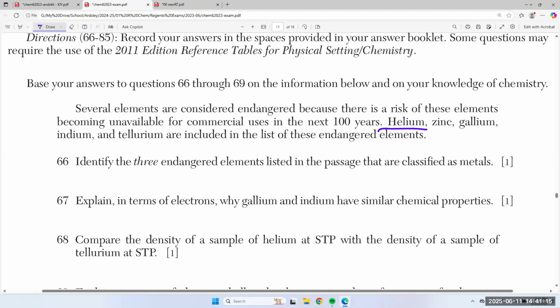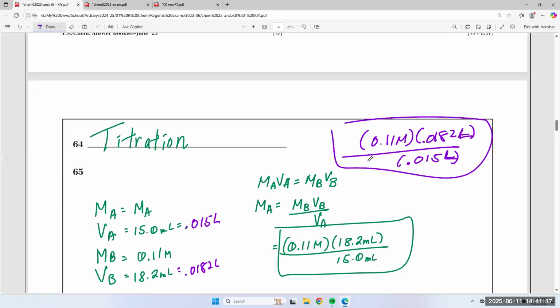Number 66. Identify 3 endangered species in the passage that are classified as metals. Again, this has nothing to do with what these guys are. You know already that helium is what? That's a gas, so that's out. Zinc is a metal, check. Gallium. Do you know what side it's on? It's on the leftmost side. Second column, I think.